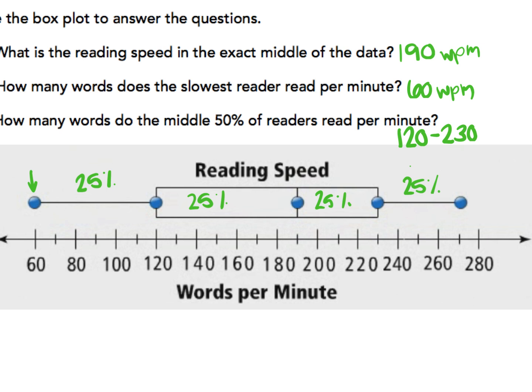Excellent. So it's that box right here that represents our middle section of data, the middle 50%. The interquartile range would be the difference between those, so 230 minus 120. But yes, the middle 50% read between 120 and 230 words per minute. Good. Questions on it, how we got any of those answers?